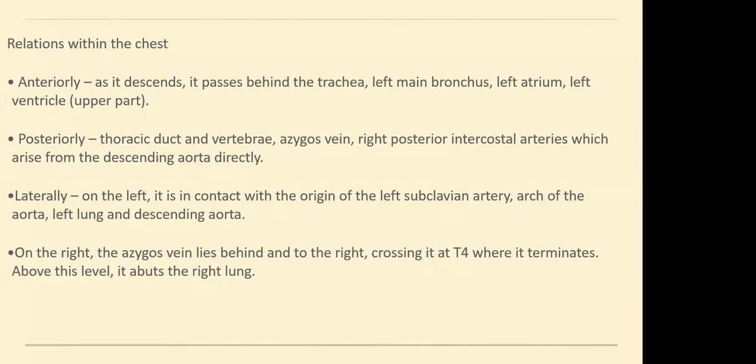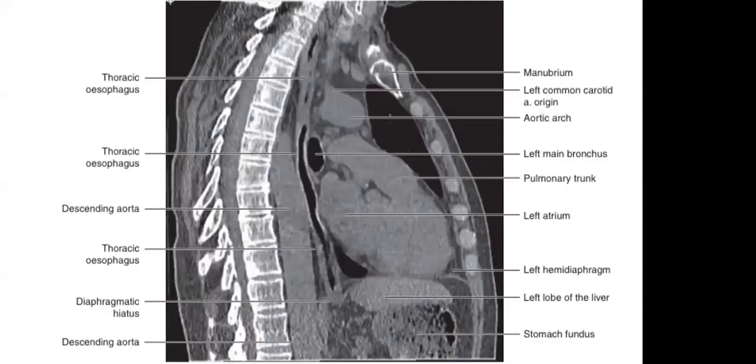On the right, the azygos vein lies behind and to the right, crossing it at T4 where it terminates. Above this level, it abuts the right lung. The midline sagittal CT shows the esophagus in the chest behind the posterior mediastinum, behind the left atrium, and behind the left main bronchus.